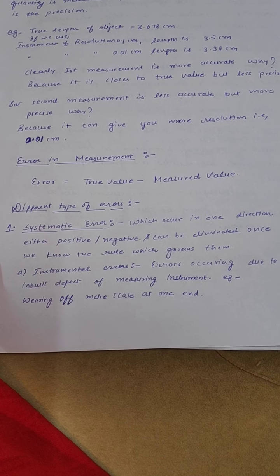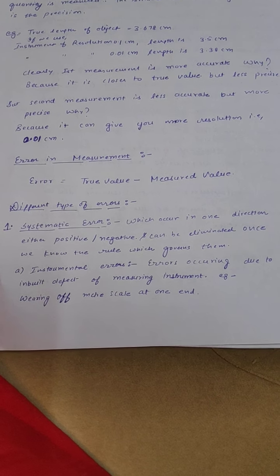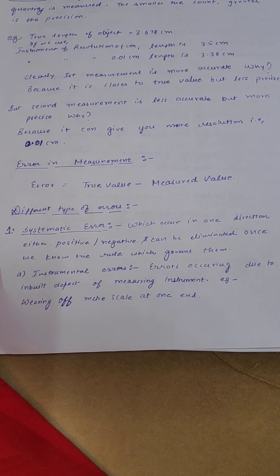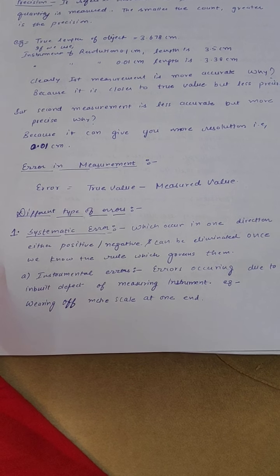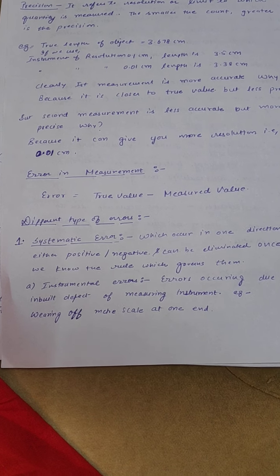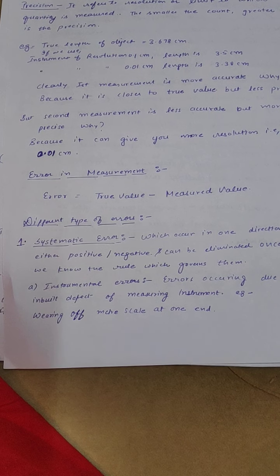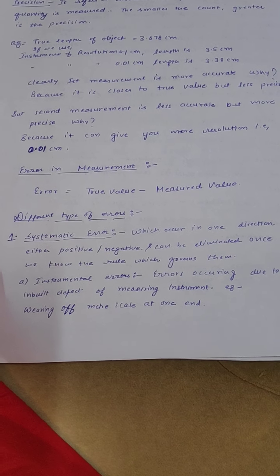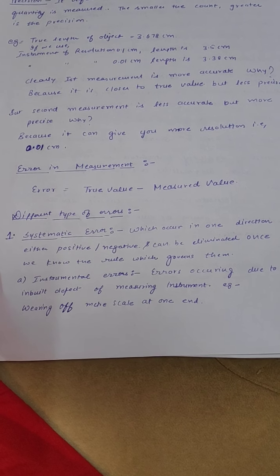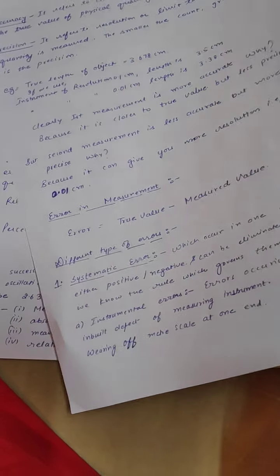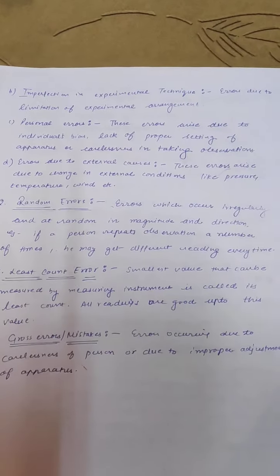First type is instrumental error. These errors occur due to the inbuilt defect of the measuring instrument. For example, you are using a scale whose one side is worn off, meaning one side of your meter scale is damaged, and you are trying to measure the length of an object with the help of that damaged scale. Obviously you will get a different value which will not be correct. You will get a wrong value. So this is an instrumental error.